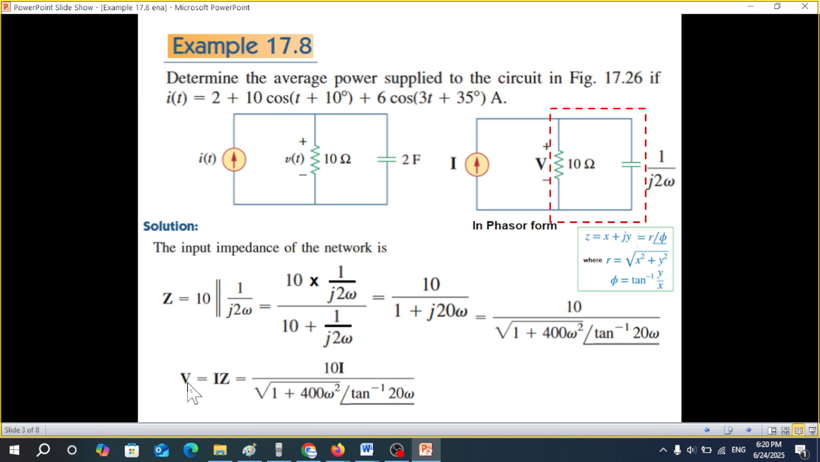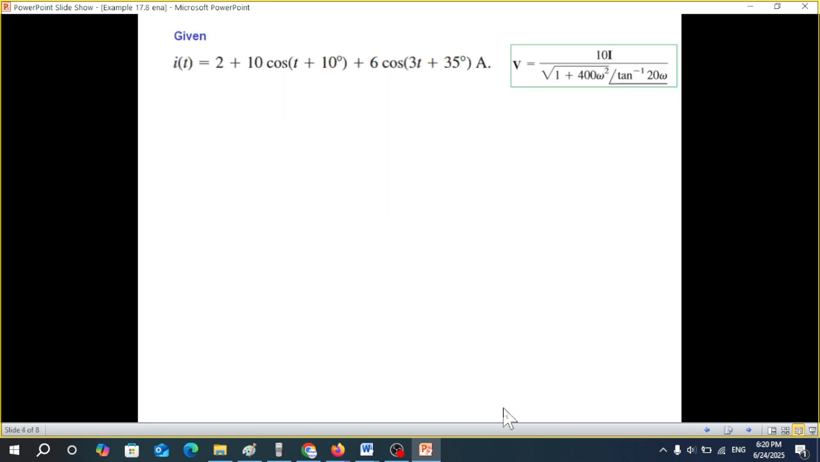Now we can find the voltage here, which will be I times Z. So with this we just multiply by I. We don't know as yet the I phasor. We have to apply them each one separately from here. Okay, so now let's further discuss the current given. This is the DC current and this part is the AC current.